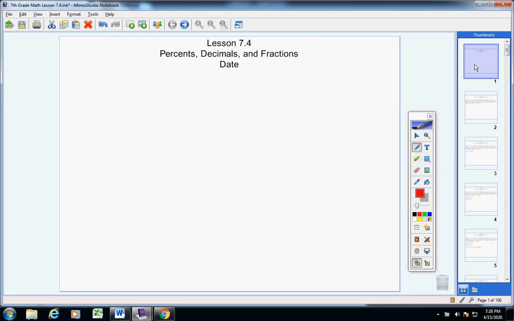Okay, 7th grade math students, today we're going to look at percents, decimals, and fractions. So be sure and write that in your notes, please. Also in your notes, be sure and put lesson 7.4, and be sure and put this heading, and then be sure and put today's date.